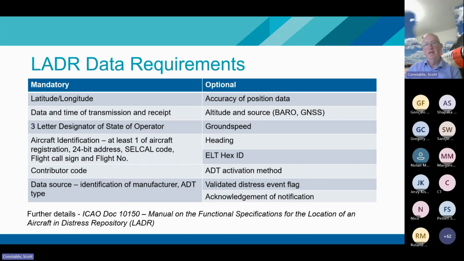Altitude is a recommendation only. It could be in metres or feet. Of course, the system may be able to calculate a ground speed in knots or kilometres per hour. The ELT hex ID is another option, and for ELT-DTs, I understand that's certainly going to be available as a means of identification.